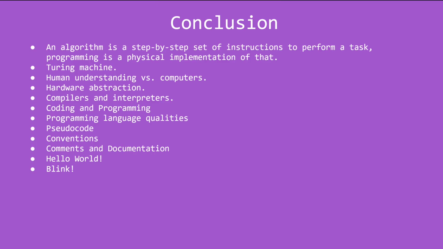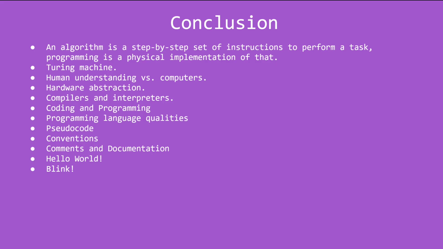Just to start to wrap things up, let's recap. An algorithm is a step-by-step set of instructions to perform a task. Programming is the physical implementation of that. We talked about Turing machines and Turing complete. We also talked about the difference between humans and computers. We mentioned hardware abstraction. The amount of abstraction separates the hardware from the user, so the user doesn't have to know much about the computer hardware. We talked about compilers and interpreters and how programming languages can have one, the other, or even both in some ways.